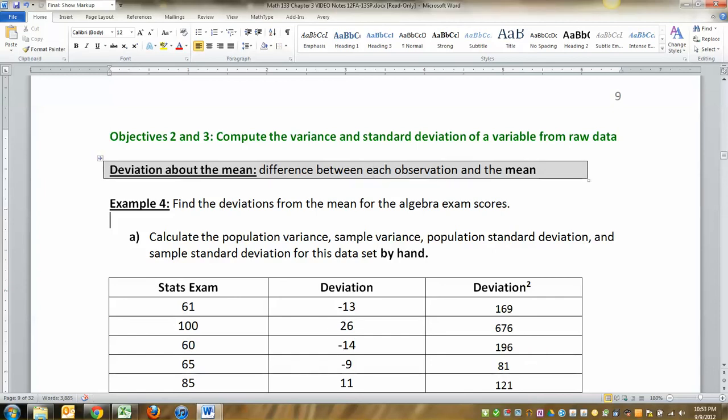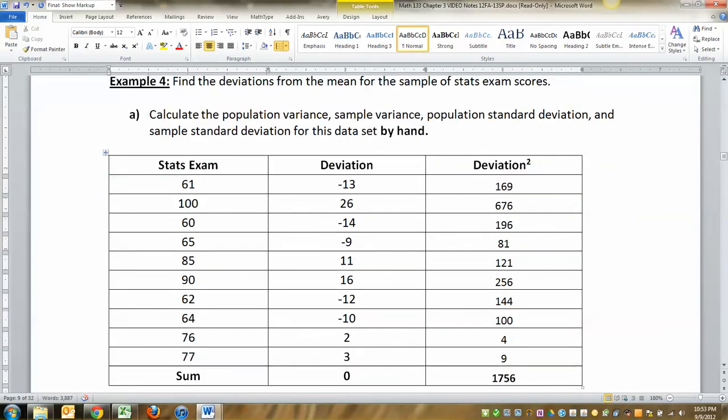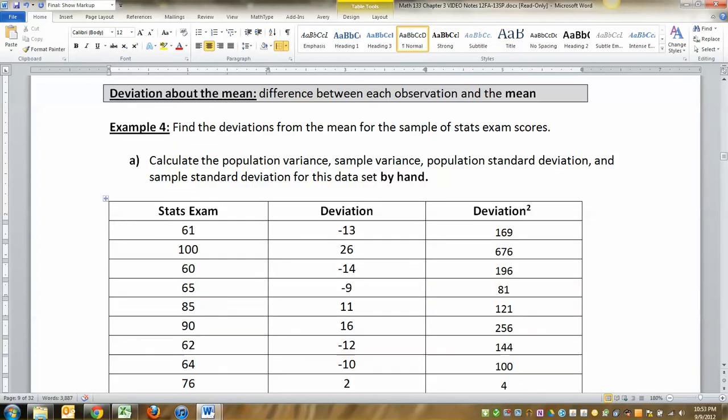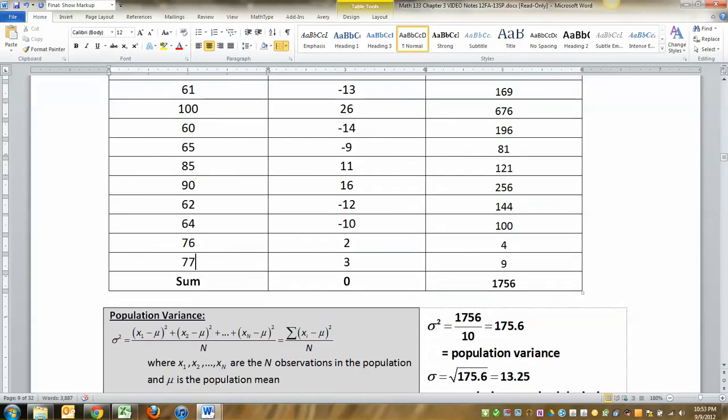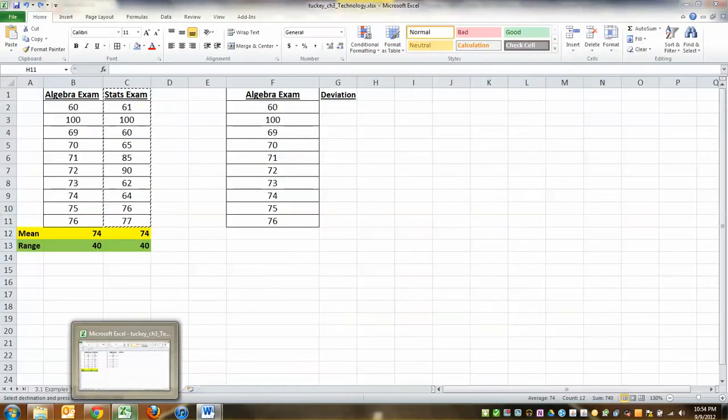Deviation is how far somebody is from the mean, right? So for example, if the average is 70 and you score 80, then you are 10 above the mean. Right? So we're going to find the deviations for the, this is totally a typo, this is the stats exam scores. And if you recall, it was a sample of stats exam scores. And I accidentally had the wrong numbers there, so if you have old notes, fix those so they say 61 and 77.